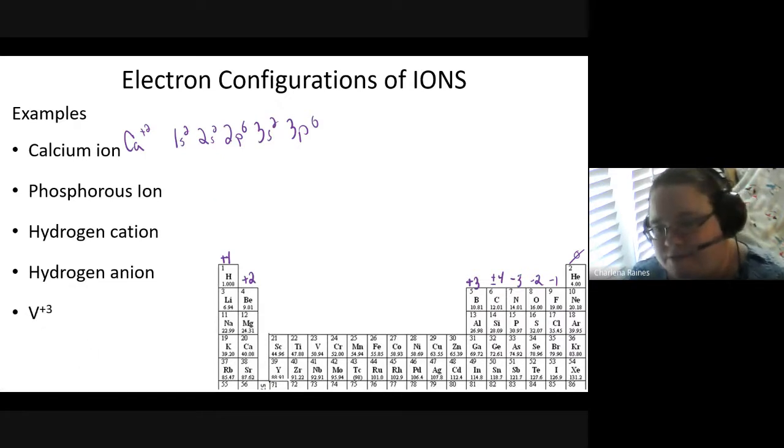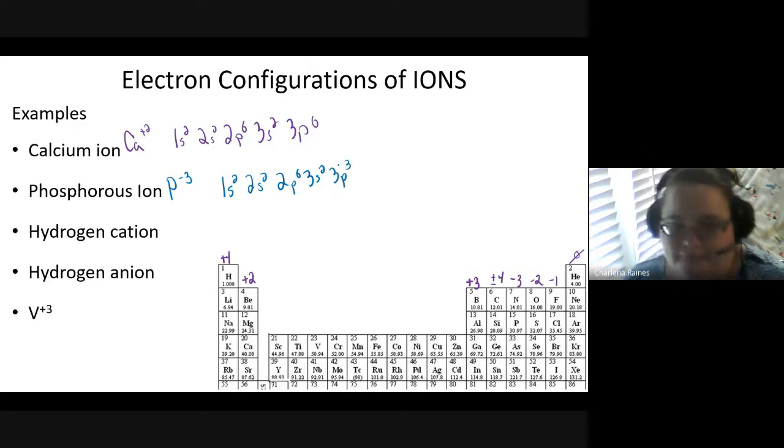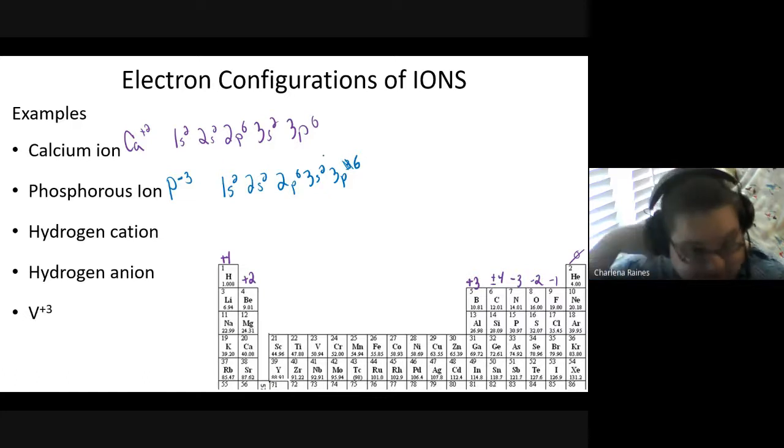Phosphorus. Phosphorus forms a -3 ion. I'm going to write my electron configuration for normal phosphorus, 1s2, 2s2, 2p6, 3s2, 3p3. So this is what phosphorus normally has, but this phosphorus is an anion. It has added 3 more electrons. So instead of being a 3, it is a 6, 3p6.